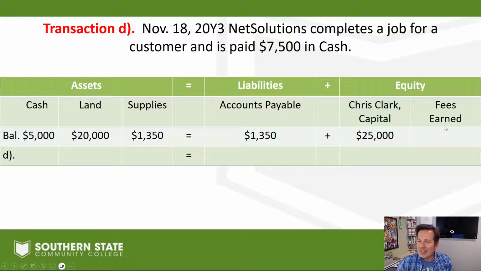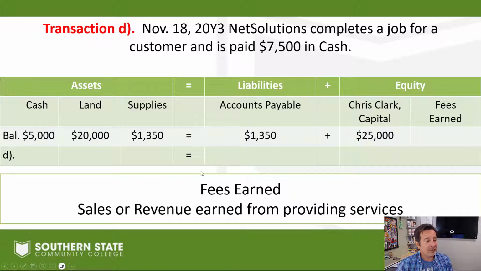Fees Earned is a revenue account, no different than maybe you might see it called sales revenue, service revenue, whatever the case might be. We use some different things to describe revenue, but right now we're just going to call it Fees Earned. We've earned some money, and we've done that from creating a website. So $7,500 in cash was paid. Our cash account needs to go up $7,500, and we need to reflect the fact that we've earned $7,500 in revenue. Fees earned, sales or revenue earned from providing services. So here we go.